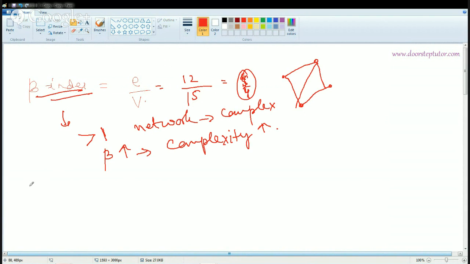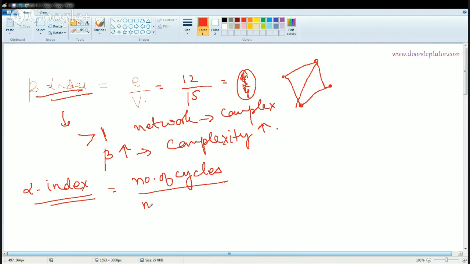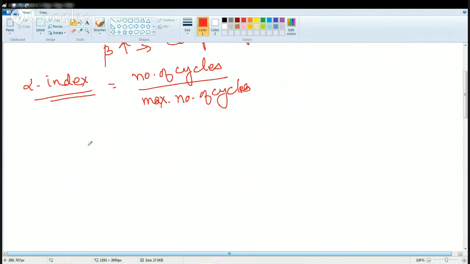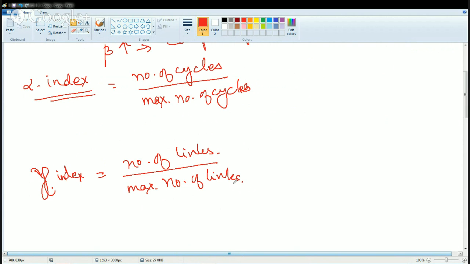The next thing we'll try to understand is the alpha index. Now what is alpha index? Understanding the concept of alpha index and gamma index is very important. Alpha index tries to understand the number of cycles in a graph as compared to the maximum number of cycles, so number of cycles divided by the maximum number of simple or basic cycles. And what is gamma index? Under gamma index, what I try to understand is the number of links as compared to the maximum number of links. So let's first understand the gamma index. That would make things easier for us.